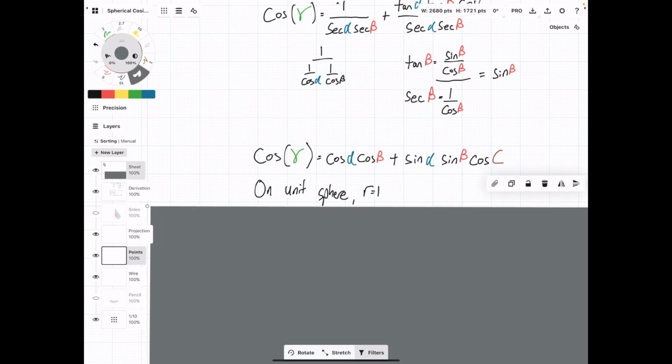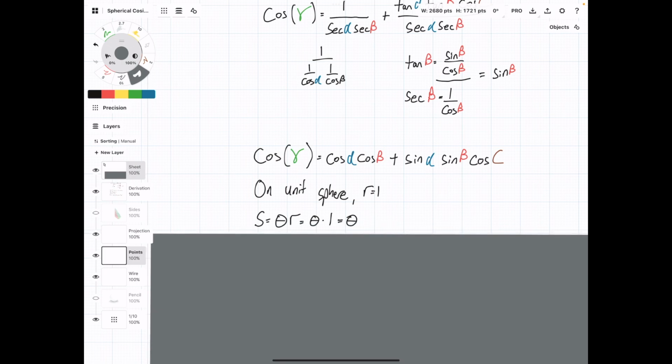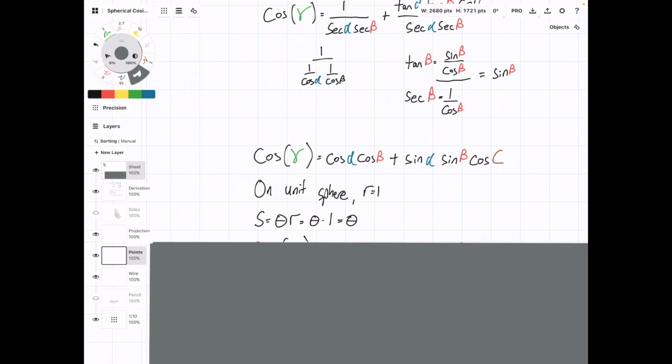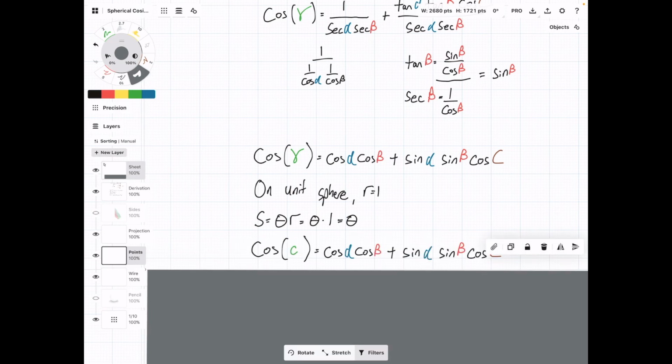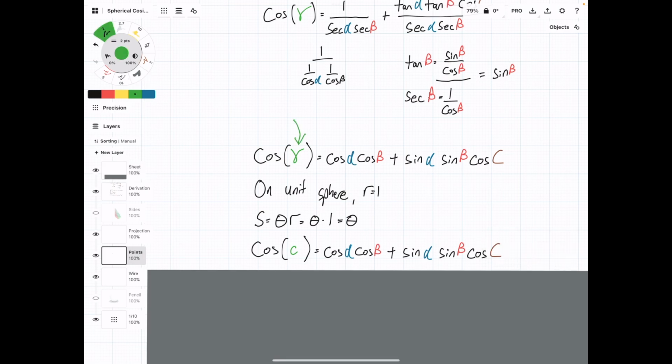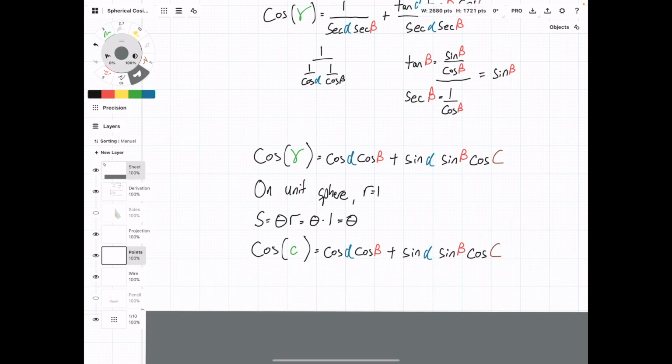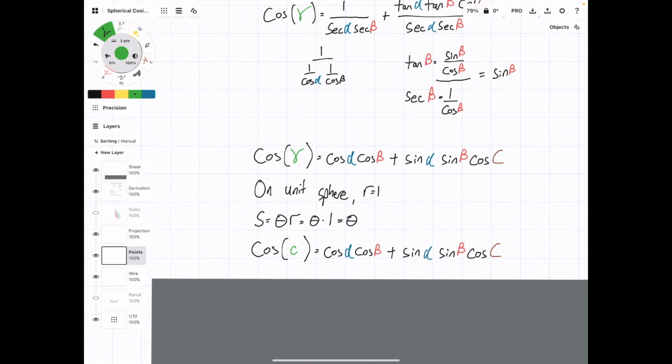As I've mentioned several times, we're using a unit sphere, so r equals 1. And when r equals 1, the arc length of a side of the spherical triangle equals theta times r, which is theta times 1, which is just theta. So we can replace gamma here with the side length that it's across from, which is c. So this is the spherical law of cosines here. Cosine of c equals cosine alpha, cosine beta, plus sine alpha, sine beta, cosine c.